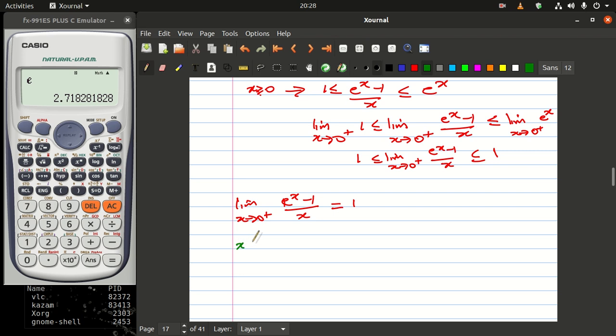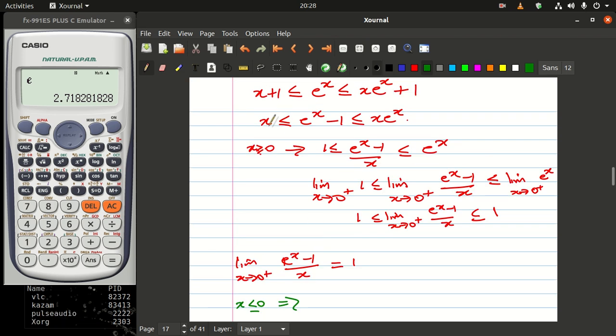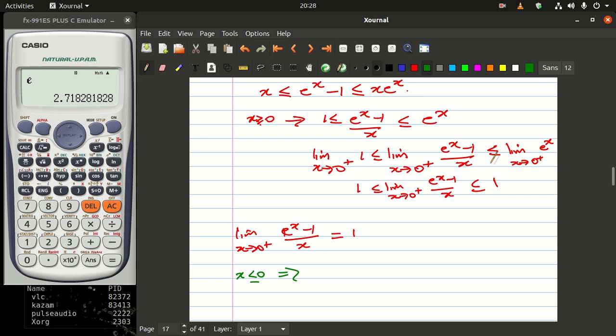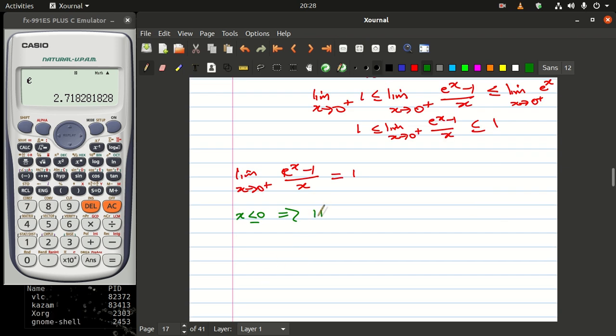So if I have x now less than or equal to 0, I know that this implies that I already have 1 plus x, or let me write it the way it was. x + 1 is less than or equal to e^x, and this is less than or equal to x e^x + 1. And then, of course, I will end up having x less than or equal to e^x - 1 less than or equal to x e^x.